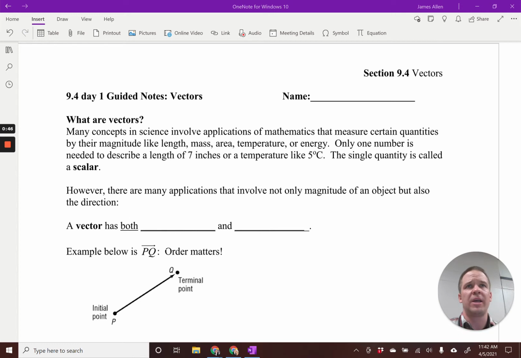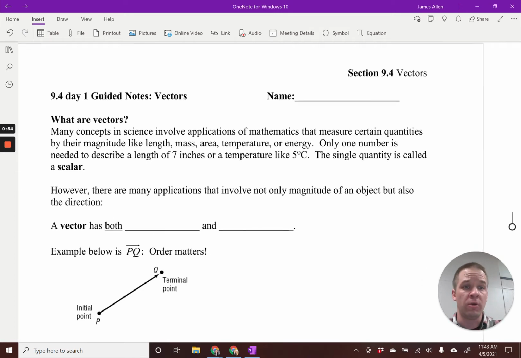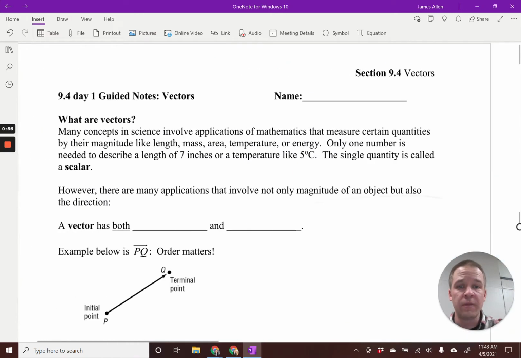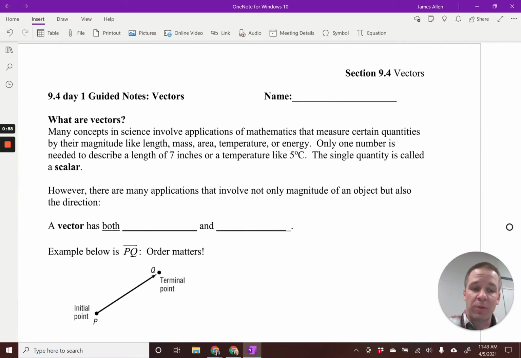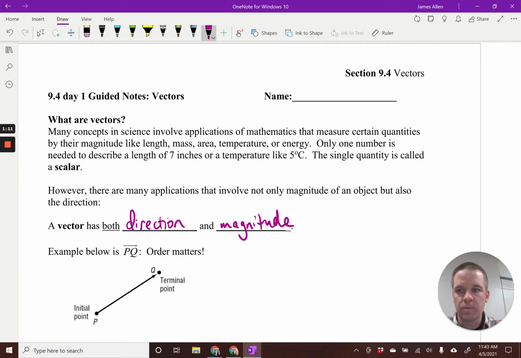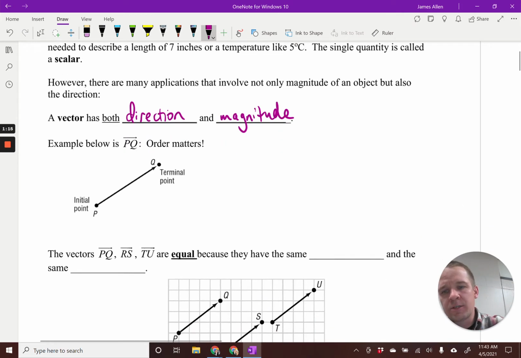However, there are also applications like, what if I were to say you traveled 20 feet? In what direction? I want to know what direction you went in. So a vector is going to give that to us. It's going to give us both direction and magnitude, that length that we're maybe traveling. So direction and magnitude. All right, so here we got an example down here.